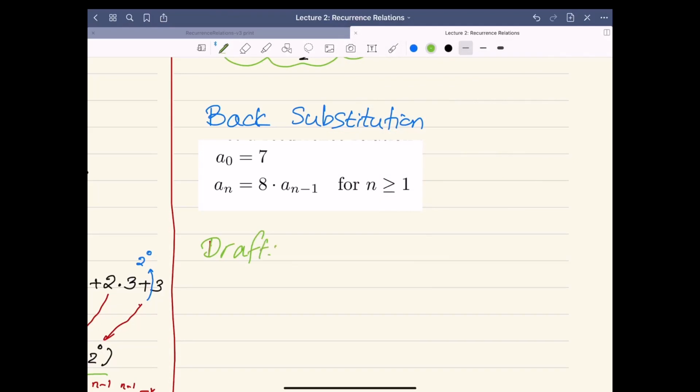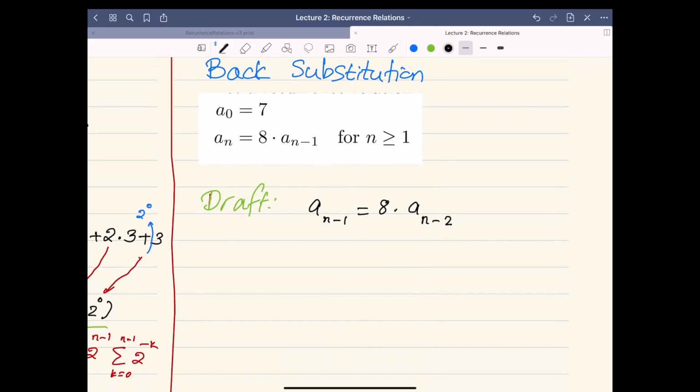Since each term depends on a previous term, let us find the equations in terms of these previous terms. This is given the equation for an. What if I want to find the equation for an minus 1? So what is the equation for an minus 1? Simply you remove n and put n minus 1. So on the left hand side will be an minus 1. On the right hand side it will be 8 multiplied by an minus 2, because n minus 1 minus 1 is n minus 2.